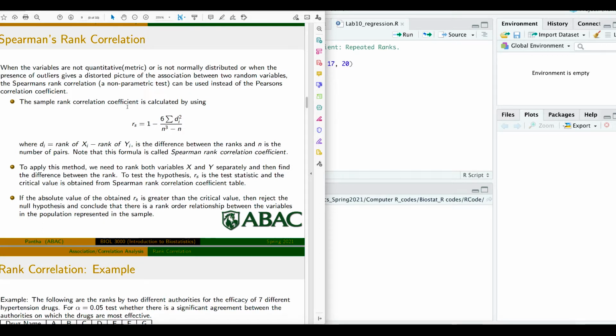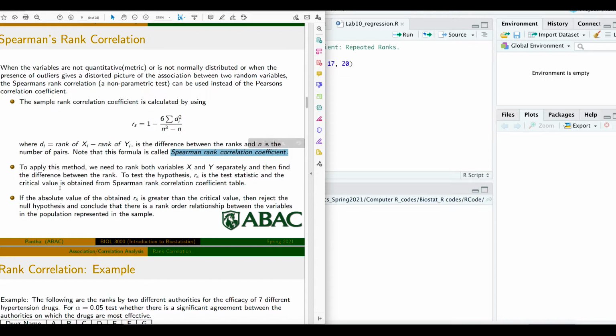The sample rank correlation coefficient by Spearman, we denote by r sub s, is equal to 1 minus 6 times the sum of d_i squared over n cubed minus n, where d sub i is the rank of x_i minus the rank of y_i. So we need to rank the x_i and y_i and then find the difference between the ranks, okay? And n is the number of pairs. Note that the formula is called the Spearman rank correlation coefficient.